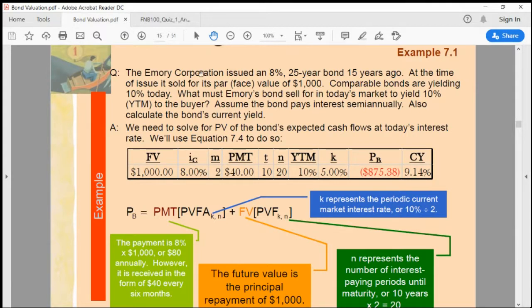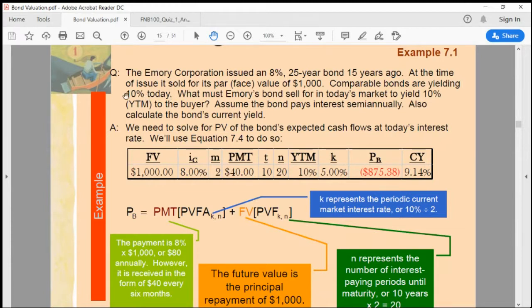From this you can already tell that when it was sold 15 years ago, it sold at par value. That means at the time, the discount rate must have been 8%. Now, comparable bonds are yielding 10% today. This is one of the three ways it is worded.